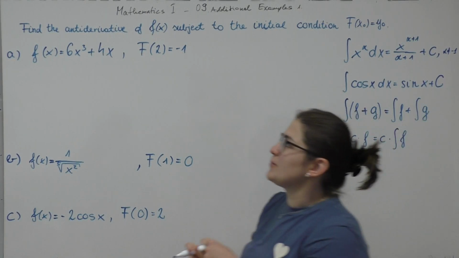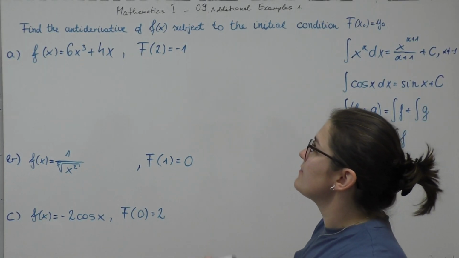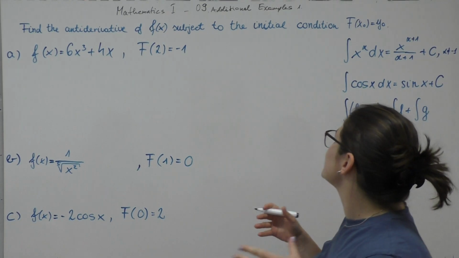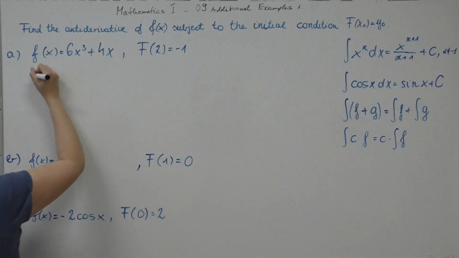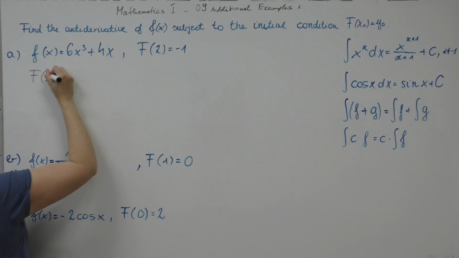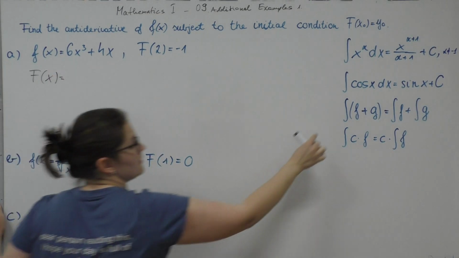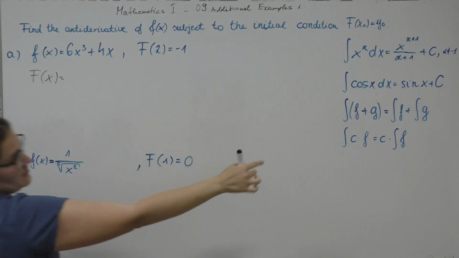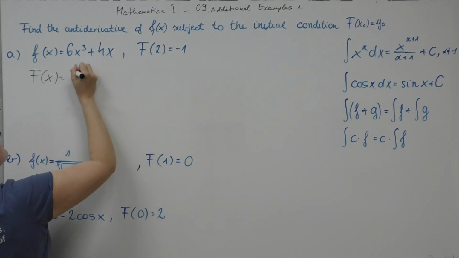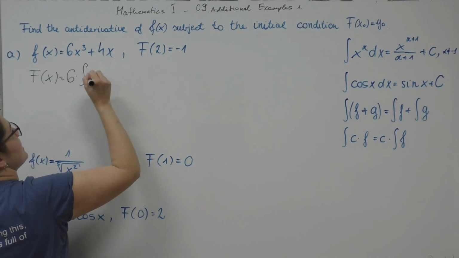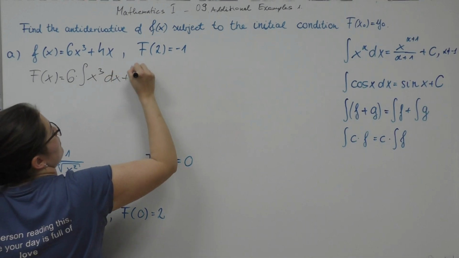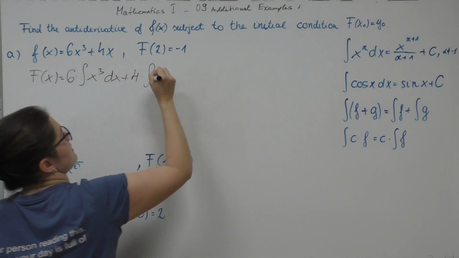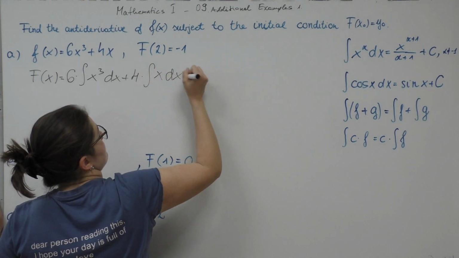Alright, so in this problem, we want to find the antiderivative of f of x subject to the initial condition. For this, we can use these rules. So here, we know that capital F is gonna be, using these two rules, this equals 6 times the antiderivative of x cubed plus 4 times the antiderivative of x.